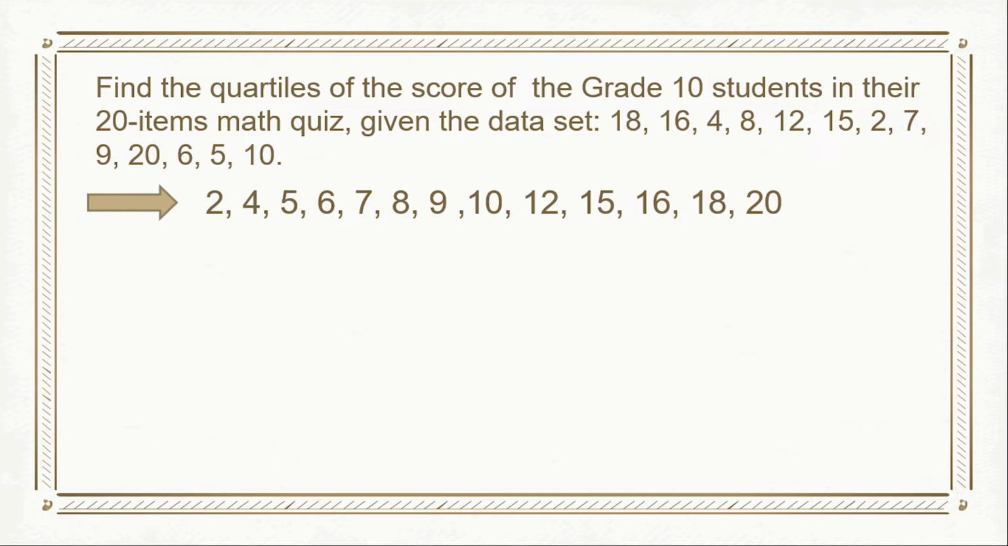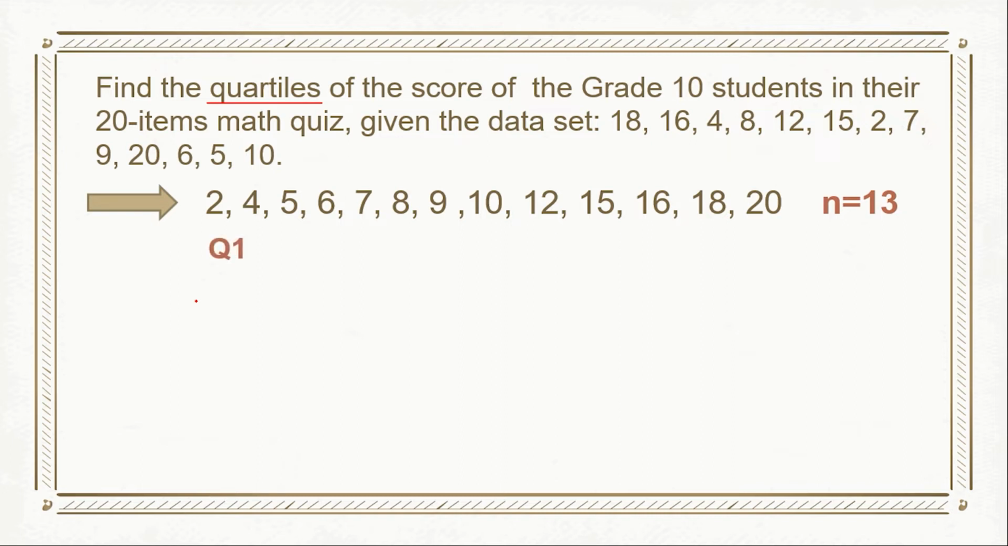So what is the value of our n? Since n is the total number of the data, therefore, the value of our n here is equal to 13. Okay, so in here class, we have quartiles. So there are three different kinds of quartiles. We have quartile 1, quartile 2, and quartile 3. So first, let's find what is quartile 1.